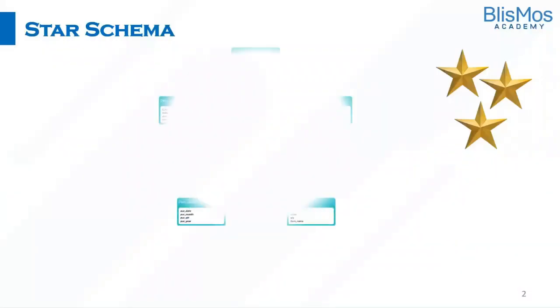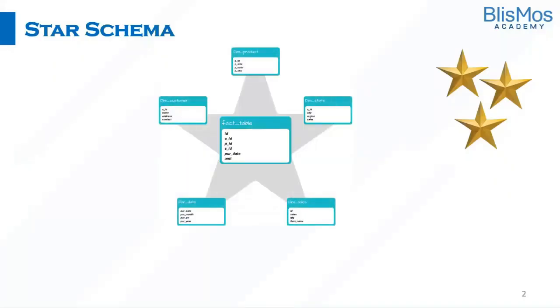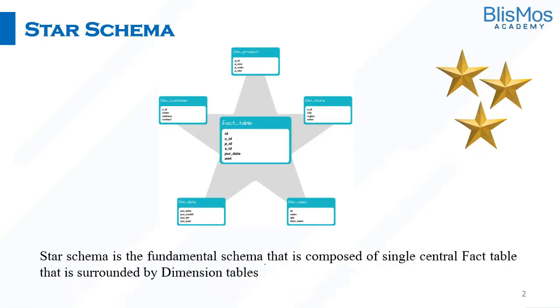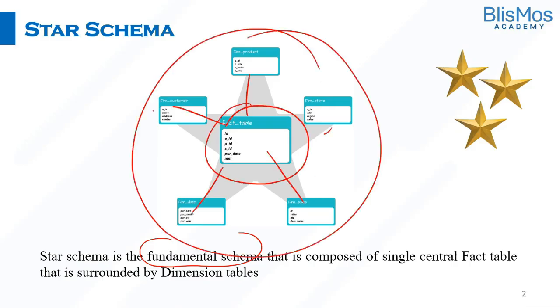So what is star schema? You can see all stars. Are you thinking about twinkle twinkle little star? Yeah, I can think about it, but we are talking about a star schema in a data warehouse. Star schema is one of the fundamental schemas where we have a single fact table surrounded by dimension tables. That is the star schema.